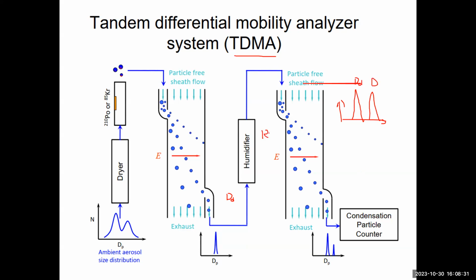You also know the RH, right? That's basically the supersaturation, right? Although the supersaturation is a negative value. So you know all of these 3. So then you can find out kappa, right? That's how simple it is to use the TDMA method.